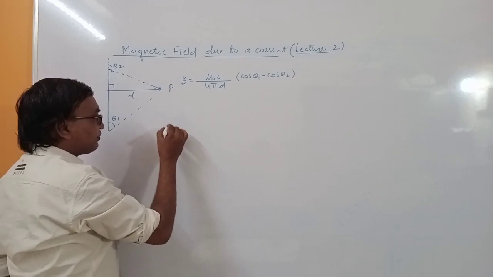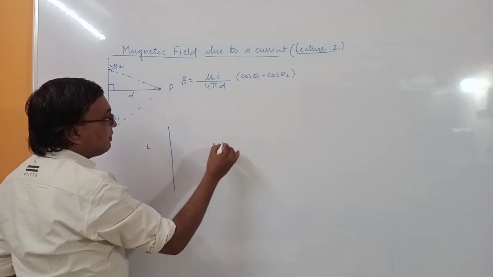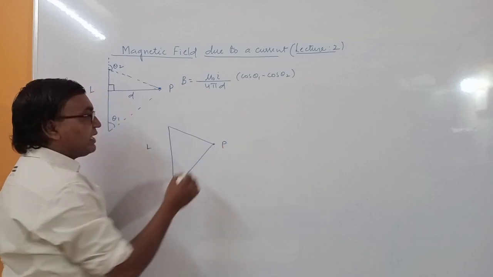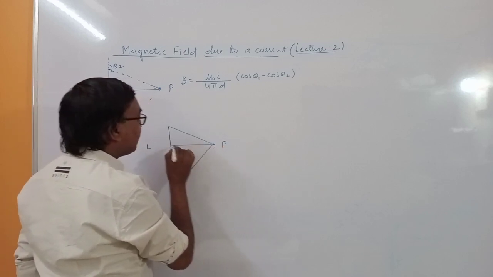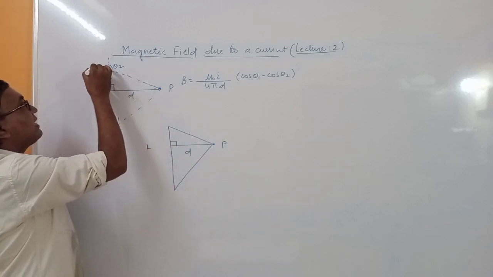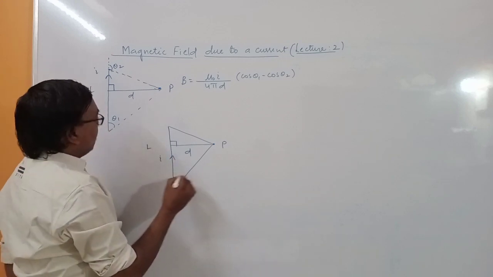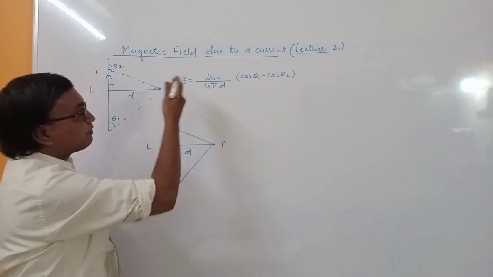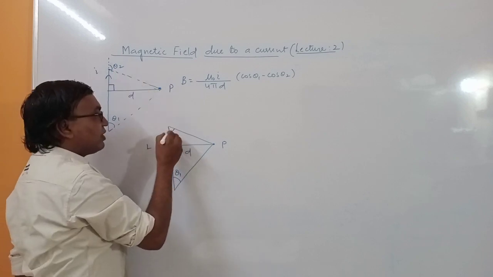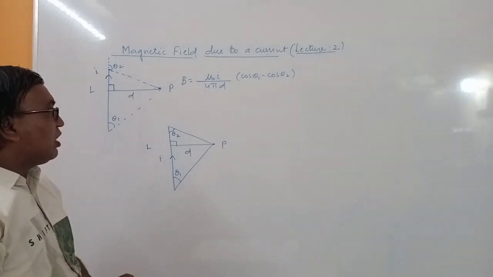So let us take another wire of length L. This is point P. We have to find the magnetic field at this point, and this is the perpendicular distance from the wire. And of course this wire is also carrying a current I. So this is angle theta as it is, whatever we have derived. But instead of considering this angle, I will consider this angle, because in many problems considering this angle will become easy to solve a problem.